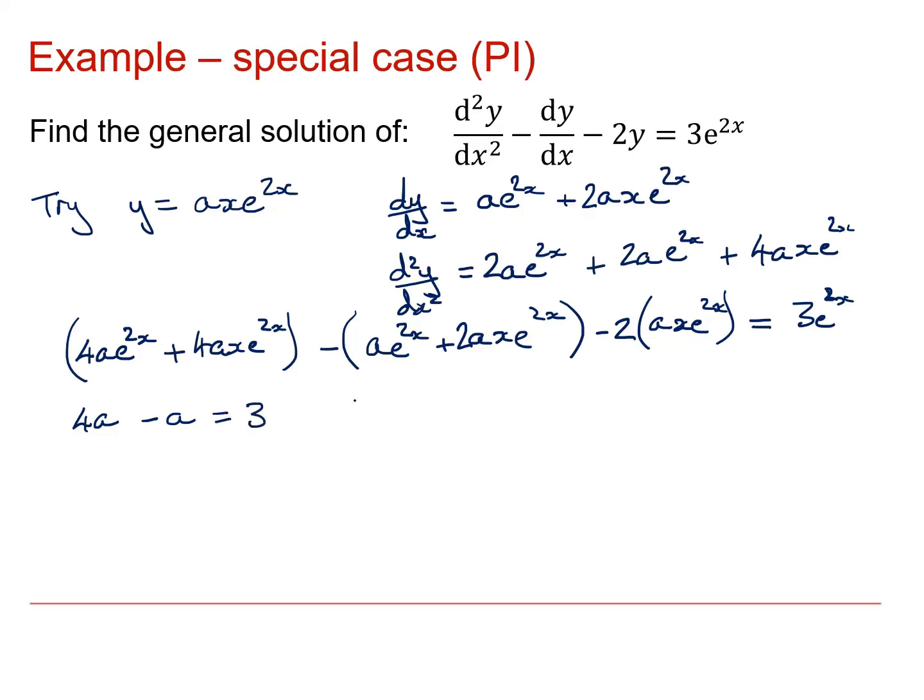So this gives me 3a equals 3, and therefore a equals 1. And so my particular integral is y equals x e to the 2x.